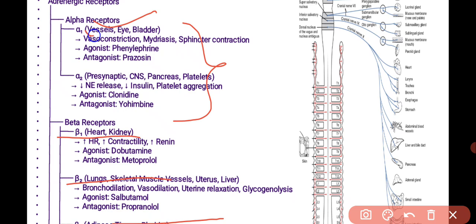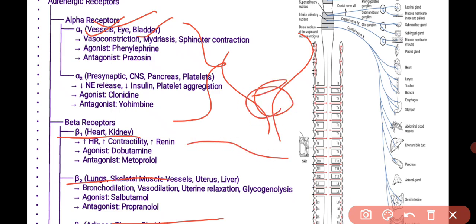Alpha 1 receptors are majorly present on the blood vessels, on the sphincter and trigone muscles of the bladder, on the sphincter of the gastrointestinal tract, and on the radial muscles of the eye. They are associated with vasoconstriction, they cause dilation of the pupil, and they cause contraction of the sphincter, thereby leading to constipation.